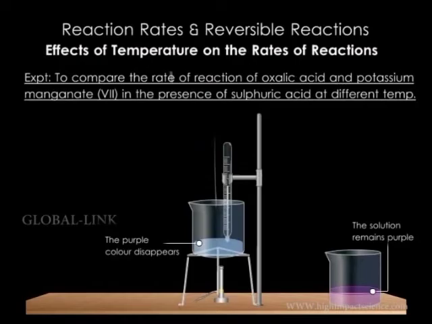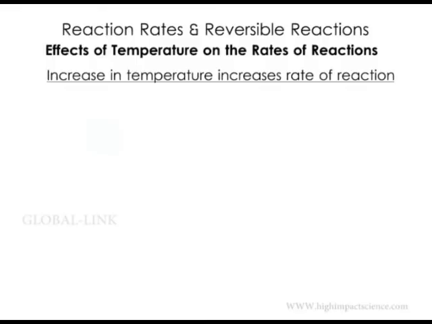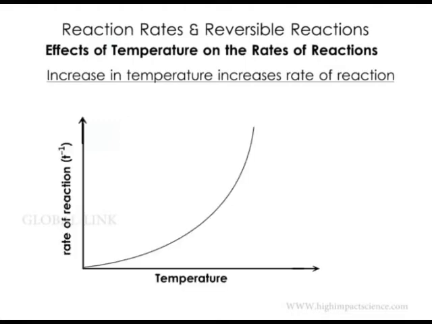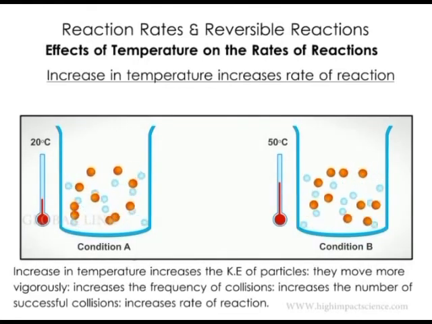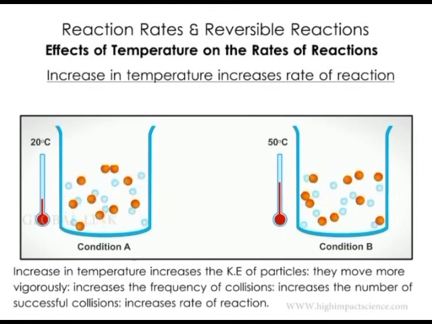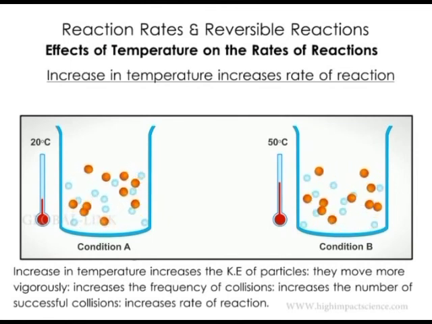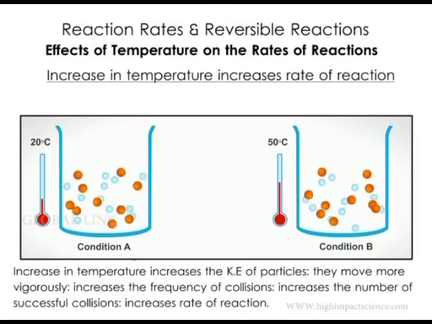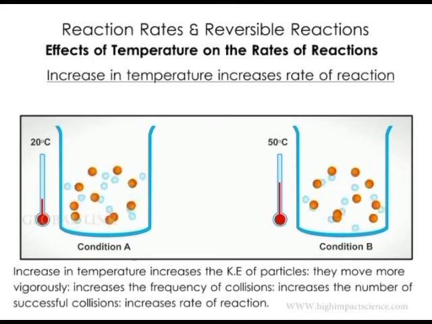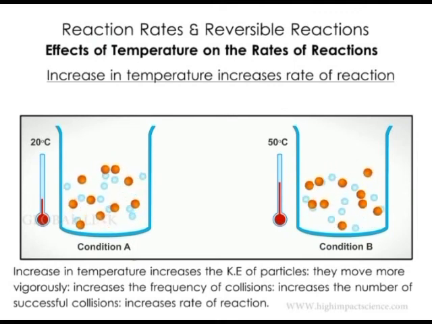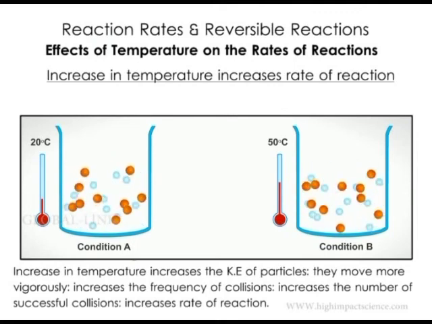So generally, increasing the temperature increases the rate of a chemical reaction. We can depict this with a graph of rate of reaction against temperature. What is the explanation? Increasing temperature increases the kinetic energy of particles. They move more vigorously and with greater energy. This increases the number of successful collisions per unit time and hence increases the rate of reaction.